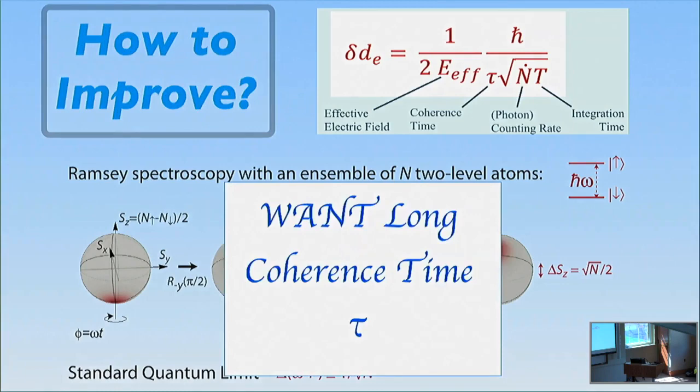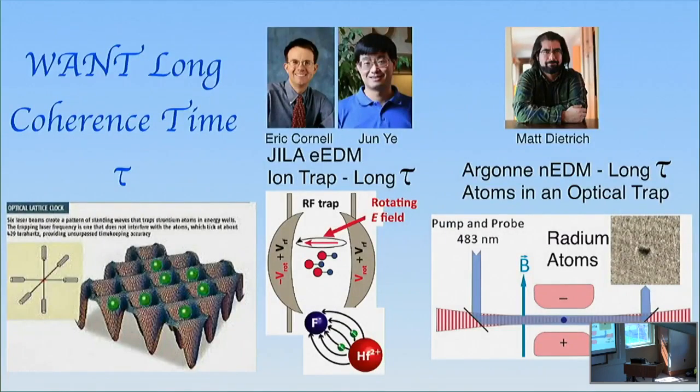So we want longer coherence time. ACME is around 1 millisecond. Coherence times in the lab for ultracold atoms are on the order of 10 seconds. So that would be very nice. There are already two EDM experiments that have much longer coherence times.